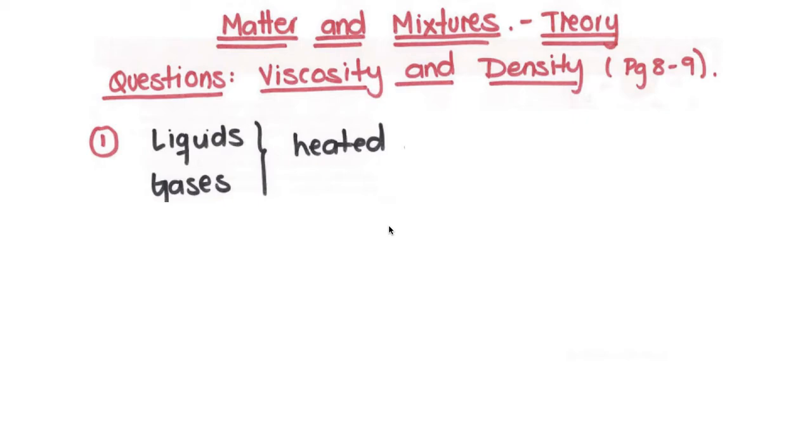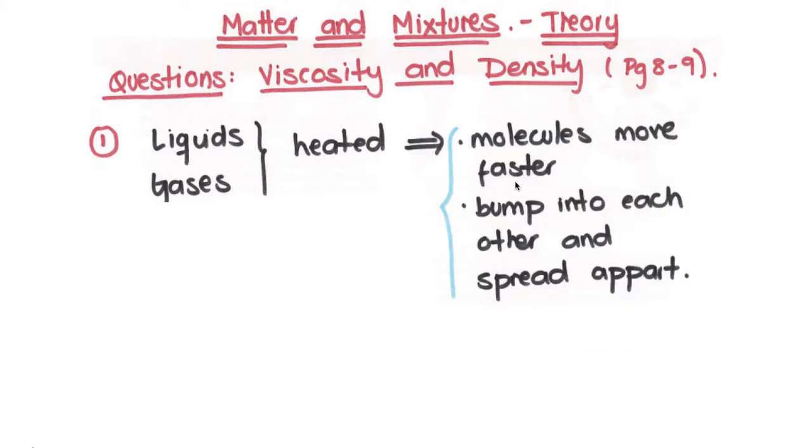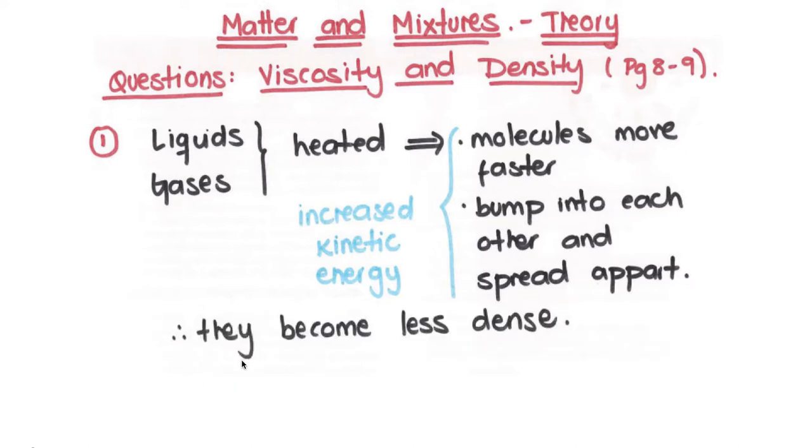So if we have liquids and gases and we heat them up, what is going to happen? So the molecules are going to move faster. They're going to bump into each other and spread apart. This, in other words, is what we call an increased kinetic energy. Therefore, we can say that they become less dense, okay? So if we had liquids and gases and we heat them up, because the molecules are going to move faster and they're going to spread apart, that means that they're going to use more volume and that means that they're going to become less dense, okay?